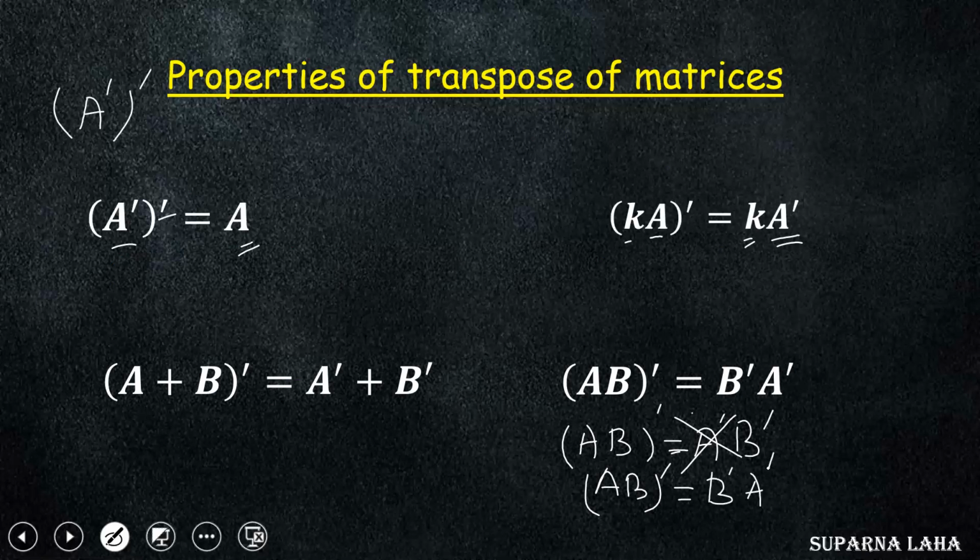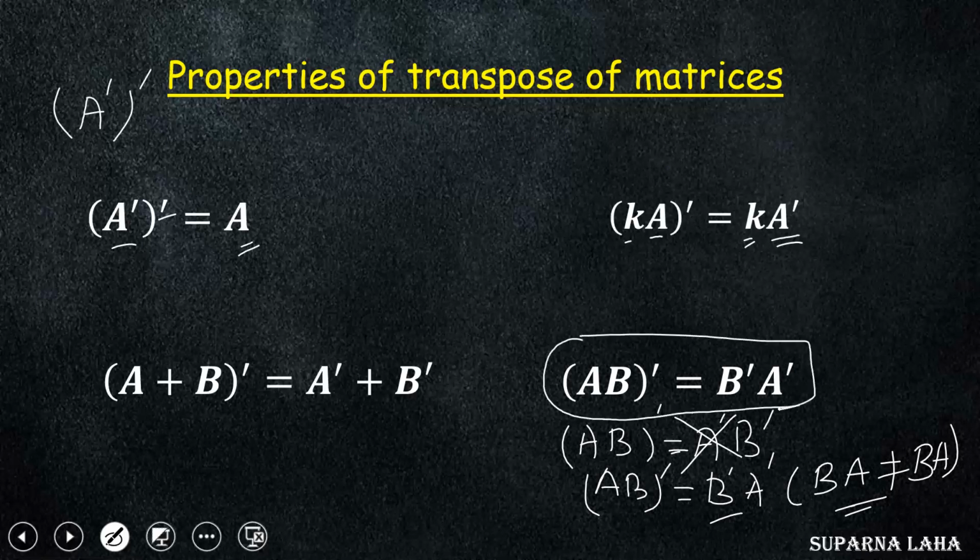Since AB and BA are in general not equal. You know that AB is not equal to BA. In general they are not equal. So A transpose times B transpose is not the same as B transpose times A transpose. So remember that this is a very important property of transpose, and remember that.